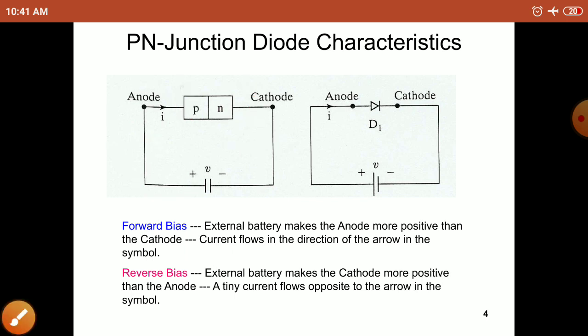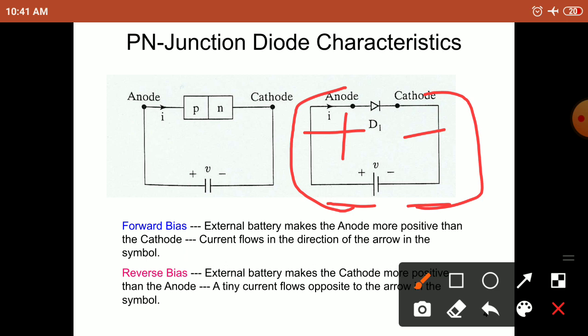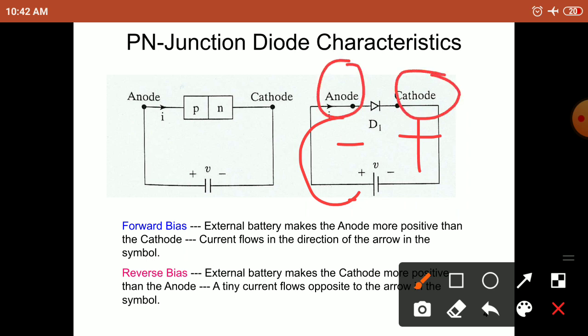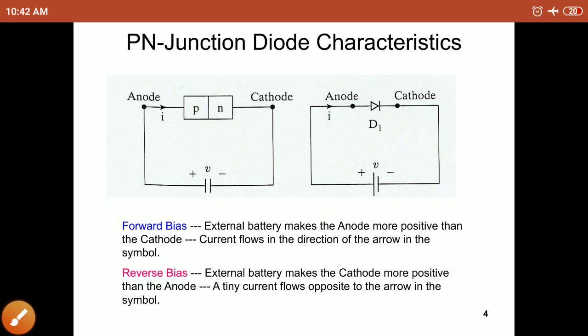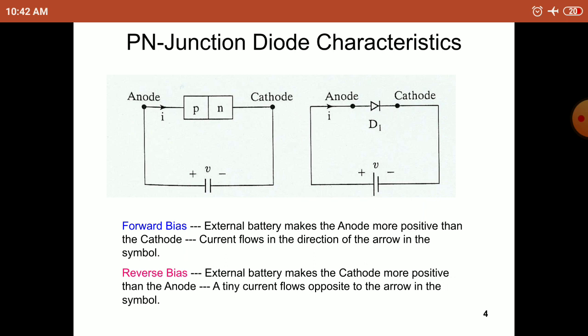Here you can see positive polarity and negative polarity. Positive is applied to the anode and negative to the cathode. Now the anode polarity is more and the cathode polarity is less, so it is forward bias and current starts flowing. Similarly, if negative is applied to the anode and positive to the cathode, then the polarity of the anode is less and the polarity of the cathode is more, so the switch is open circuited and no current is flowing. That is the difference between forward biased mode and reverse biased mode.